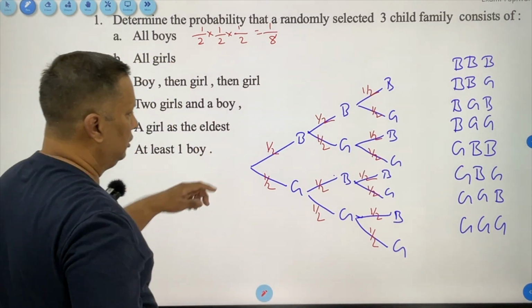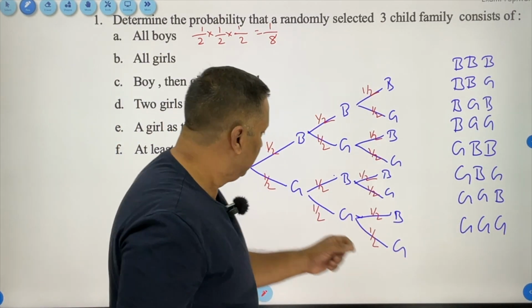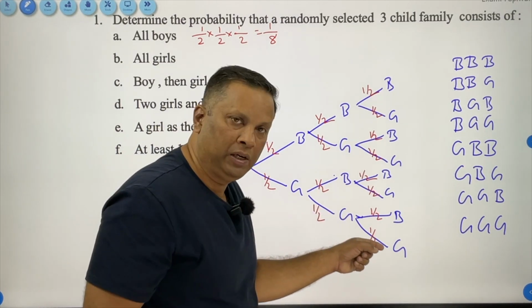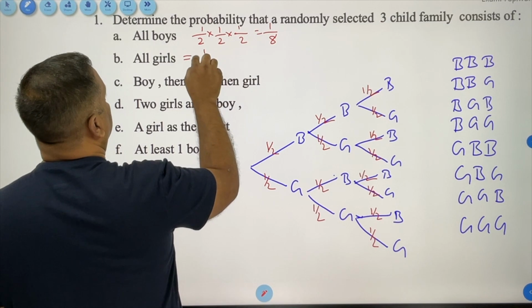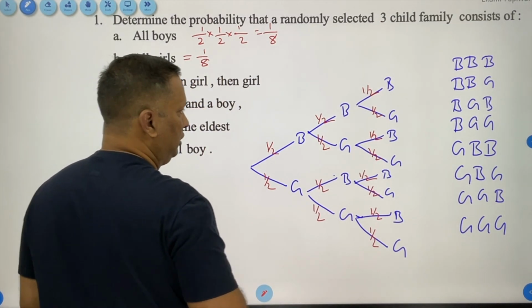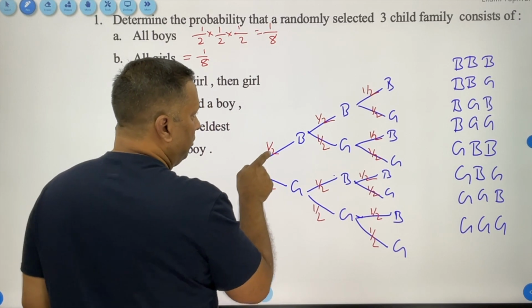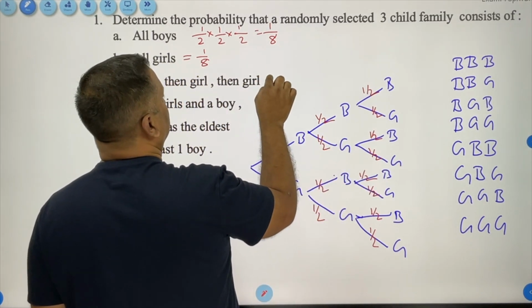All are girls. Where? All are girls. This is again 1 upon 8. Look, half times half times half is 1 upon 8. Now boy, then girl, and then girl. BGG. So this is also 1 upon 8.